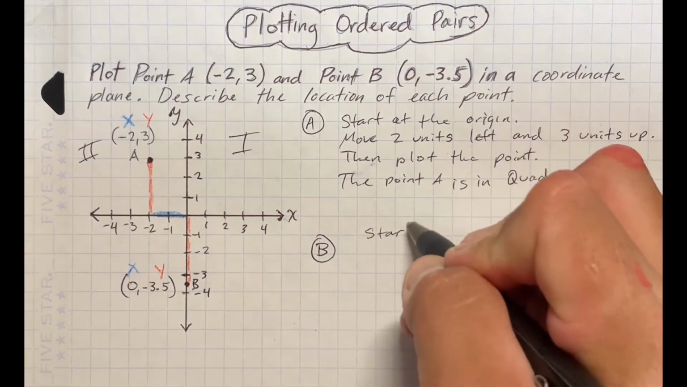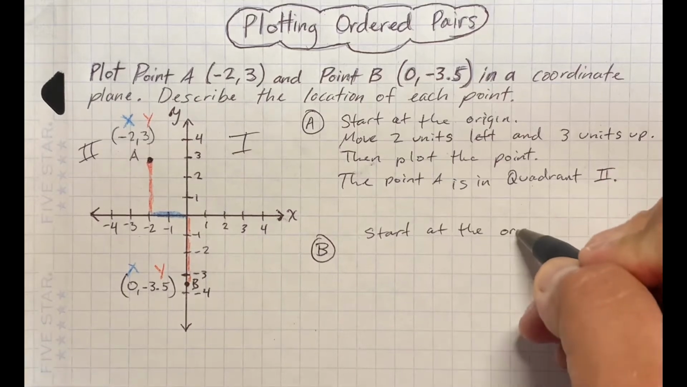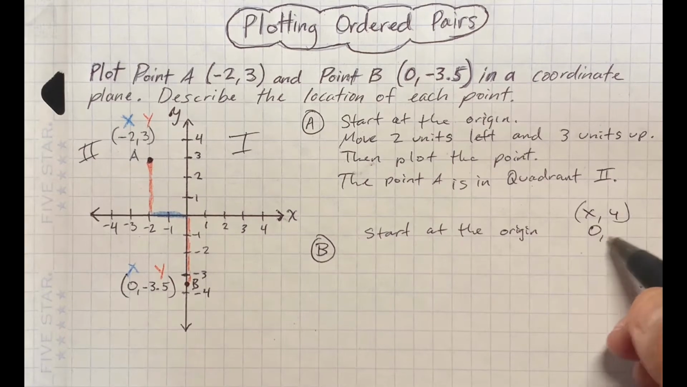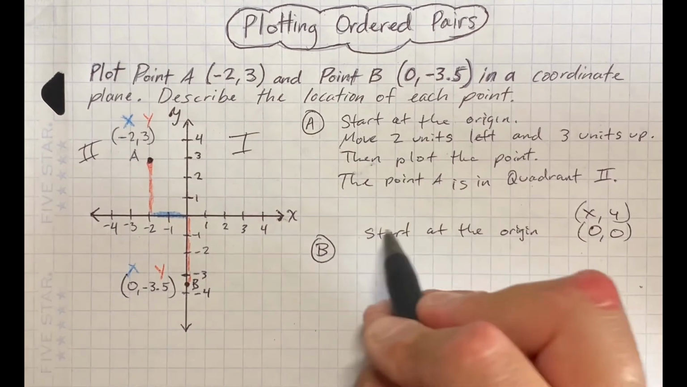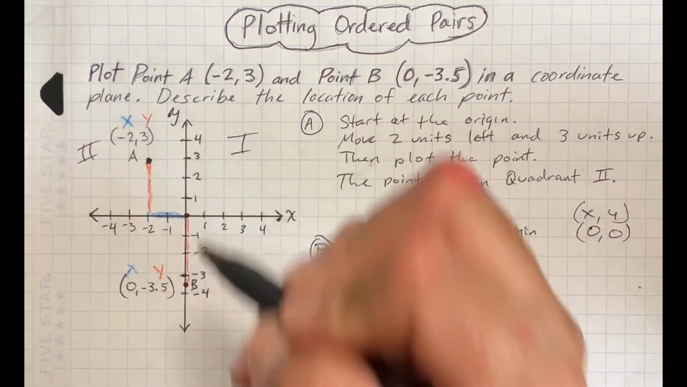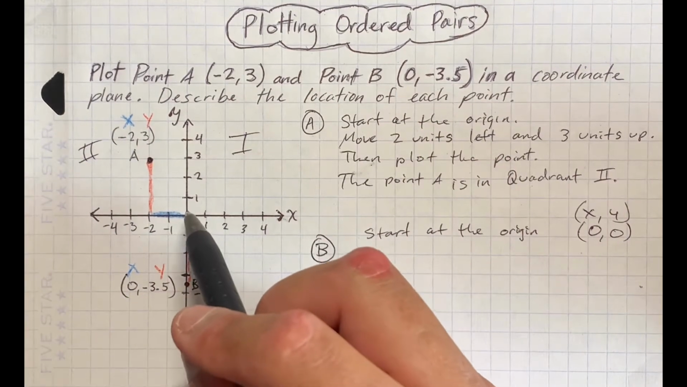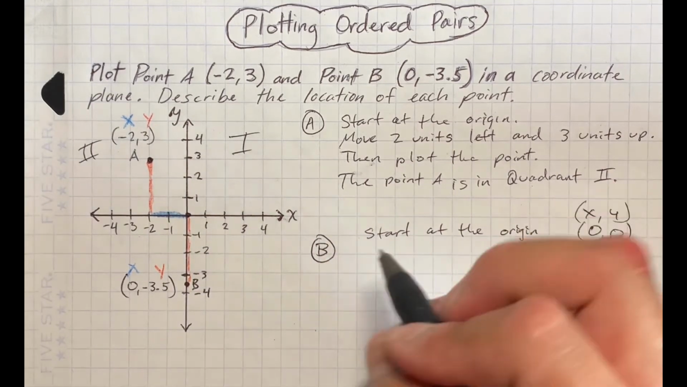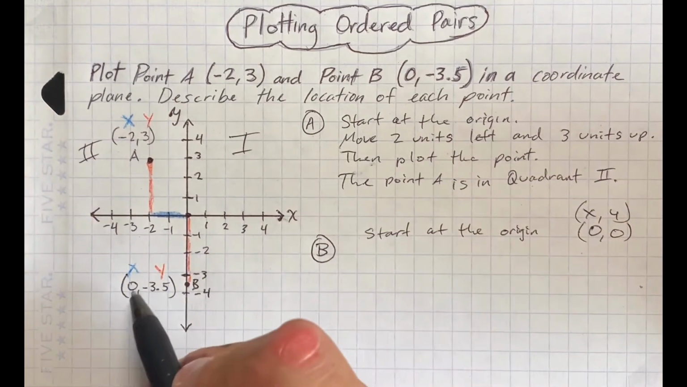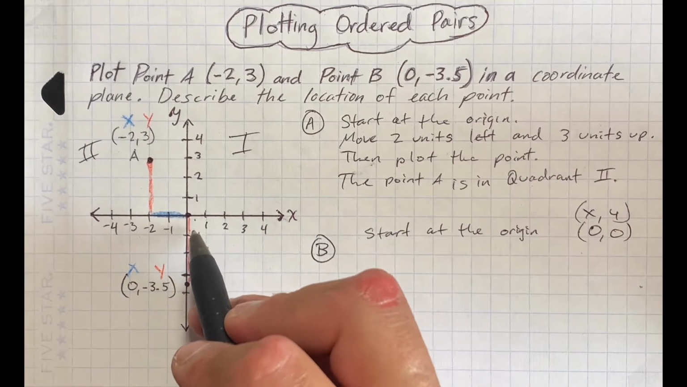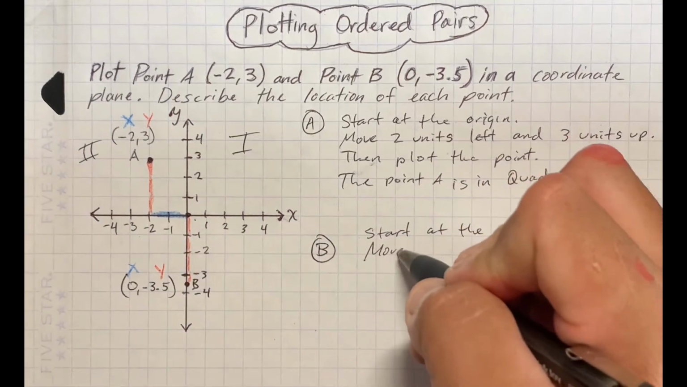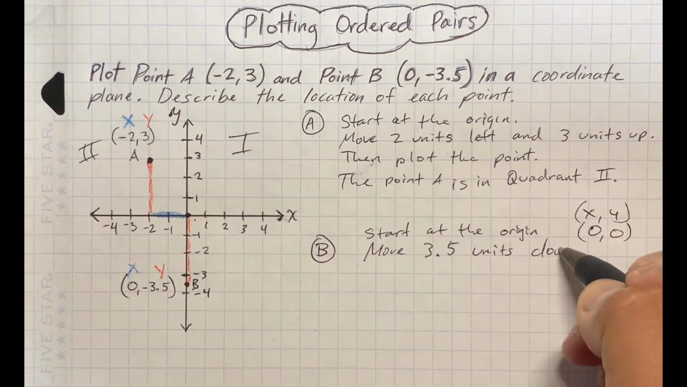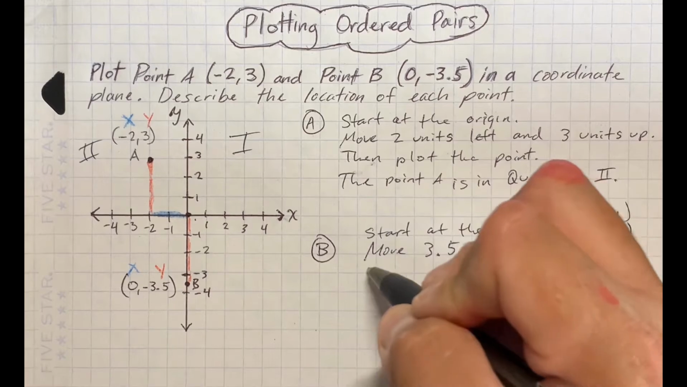So again, we start at the origin. And the origin, by the way, here's your x and y axes. 0 and 0. That is the origin. So we start at the origin right here where the x and y axes intersect, where they cross. That is 0, 0. That is your starting point. So we start at the origin. We don't have to go anywhere because your x value is 0, but we just move 3.5 units down. Then plot the point.